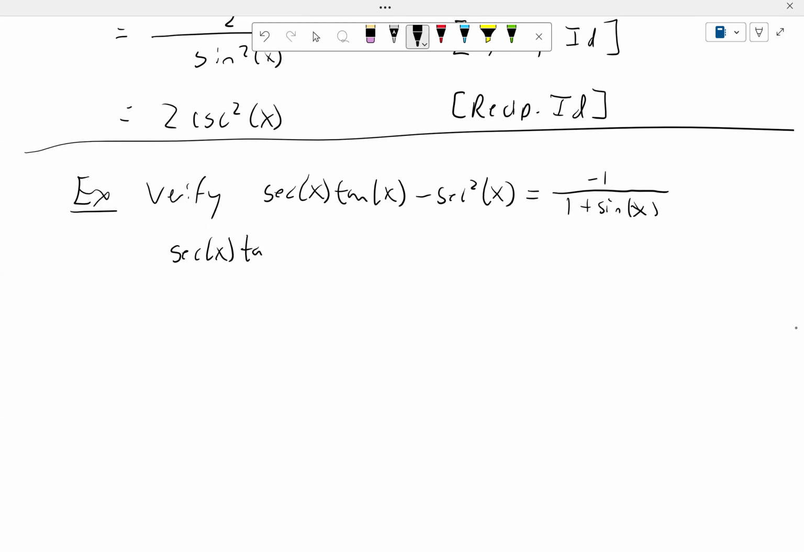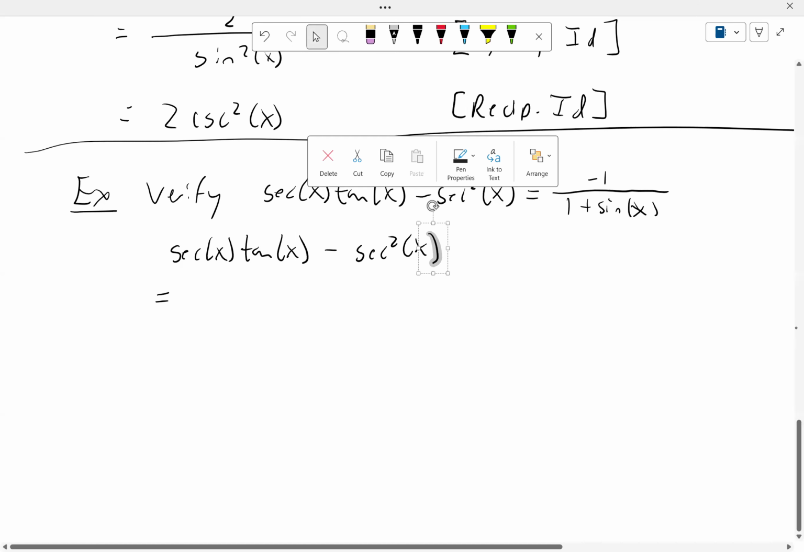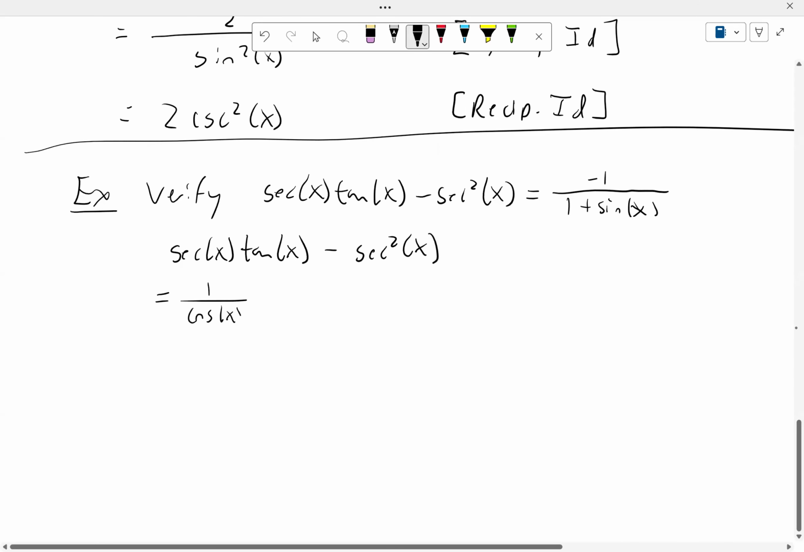So I have secant of x times tangent of x minus secant squared of x. And you might wonder now, how do I start this problem? I don't see any algebra steps I can really take here. I guess I could factor out a secant of x if I wanted to. But whenever we have secants and tangents running around, and you're not sure how to start the problem, a good first step would be to convert everything into cosines and sines. So secant of x is the same thing as 1 over cosine of x, for example. And then tangent of x is the same thing as sine of x over cosine of x.